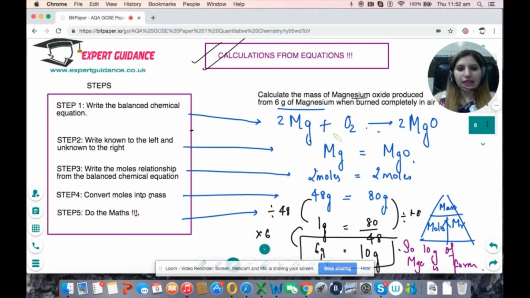So this is a reaction where magnesium and oxygen react to form magnesium oxide. So I'll write the balanced chemical equation: 2Mg plus O2 gives 2MgO. So that is the first step.